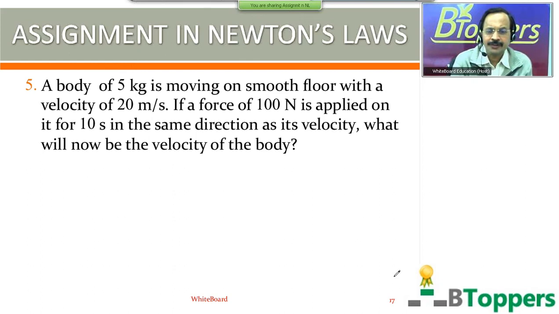A body of 5 kg is moving on a smooth floor with a velocity of 20 meters per second. A force of 100 newtons is applied on it for 10 seconds in the same direction as its velocity. What will now be the velocity of the body? So let us calculate the acceleration.